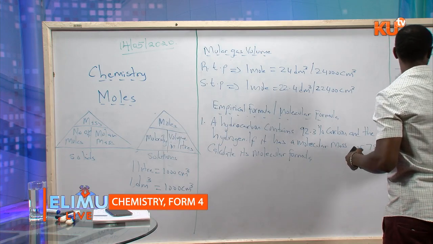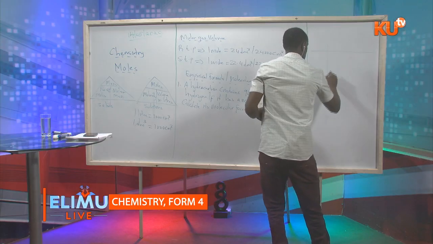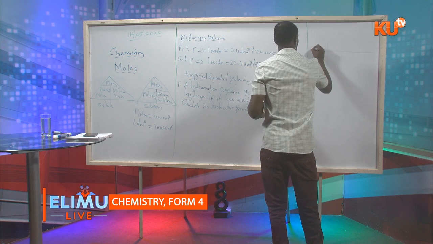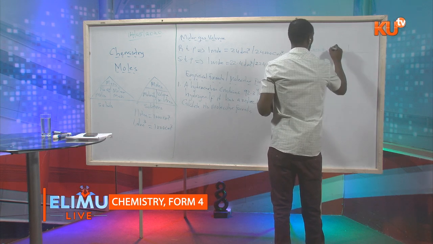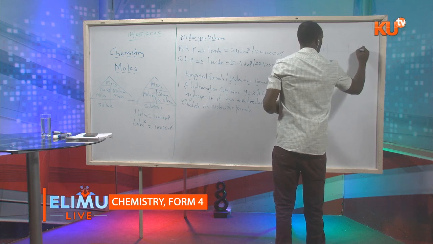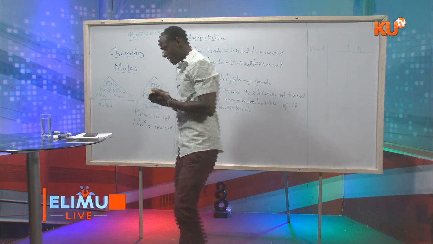So you usually draw a table here and you write the elements. Which elements make up the compound? So we have carbon and hydrogen.